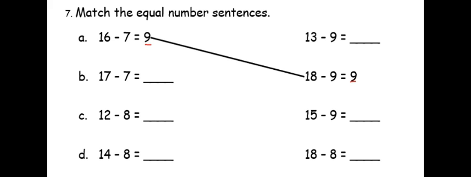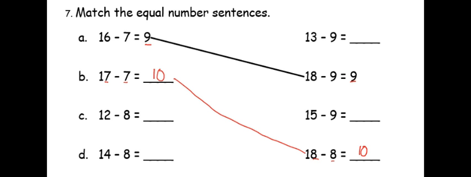The next problem is 17 minus 7. Well, 17 minus 7 is 10, so I need to find another problem that gives me an answer of 10. Well, 18 minus 8 is very similar to 17 minus 7. We're subtracting the same number that's in the ones column on both problems. 18 minus 8 is also 10, so those problems match.